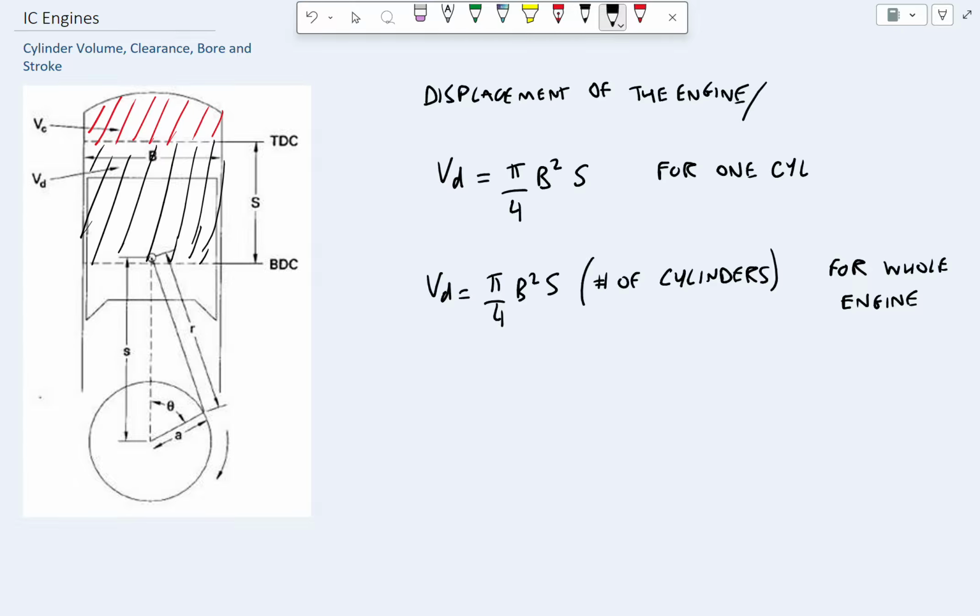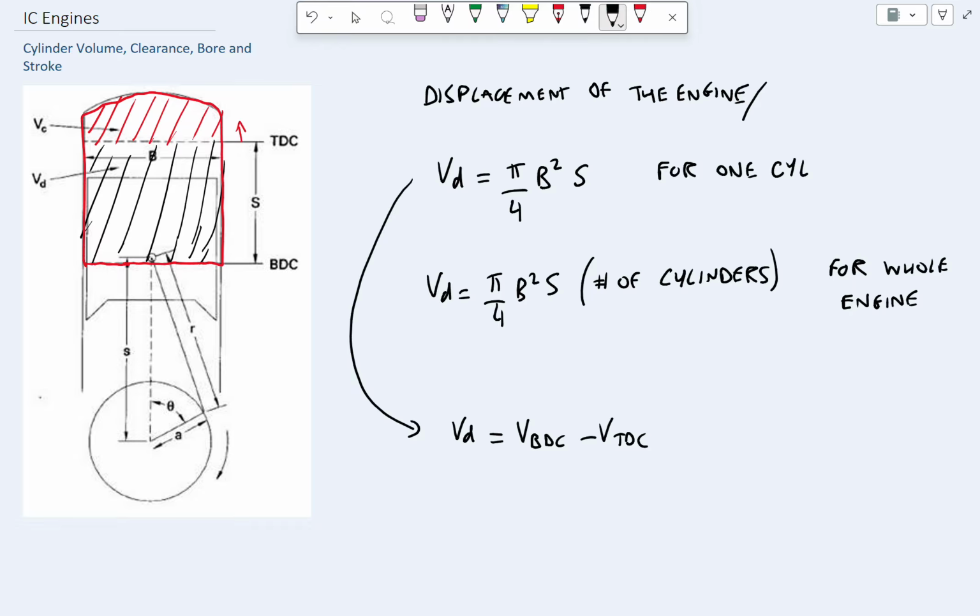If we look at one cylinder, the other thing we could do is say that for one cylinder, VD is also equal to V at bottom dead center minus V at top dead center. That means we could look at the whole volume highlighted in red from the bottom here. Anything above this line could be our V bottom dead center, and then we would do V bottom dead center minus V top dead center, which is the volume above this. So this can also be done.